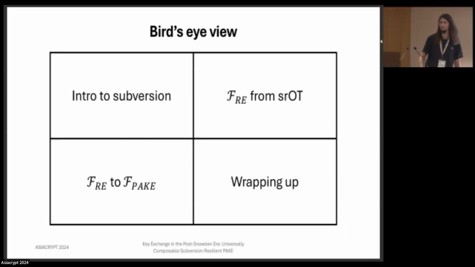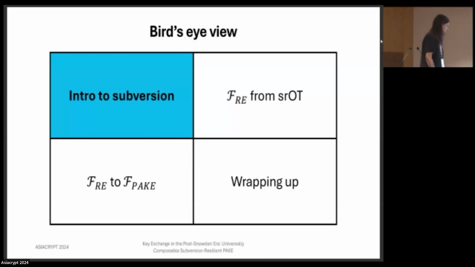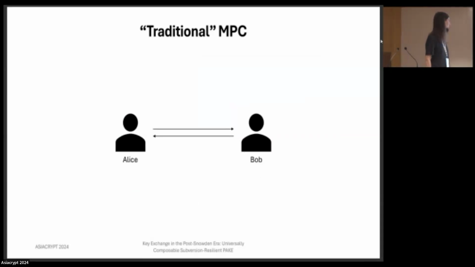So this is the outline for today. I'm just going to give a very brief introduction to subversion so that we're all on the same page, and then we'll have a quick stroll through the main results and challenges of this work. So, as we all know, secure MPC is great, right? Because it allows parties to jointly compute functionalities, all while preserving, of course, the privacy of their inputs.